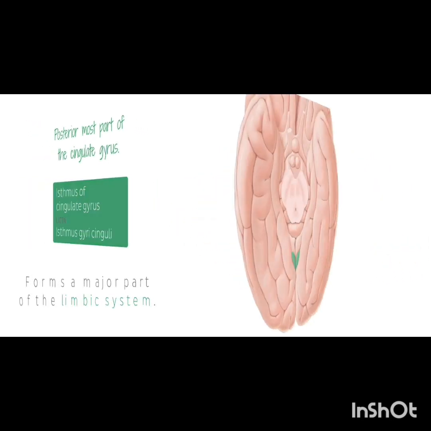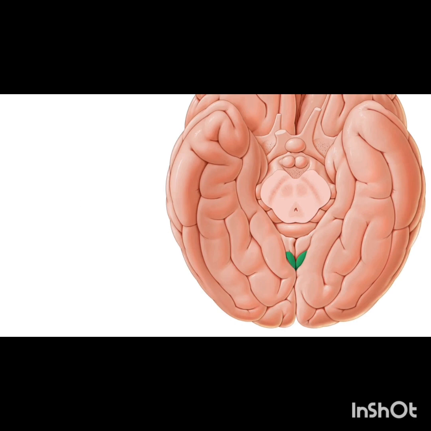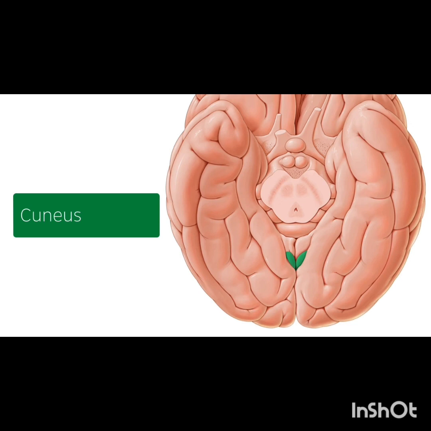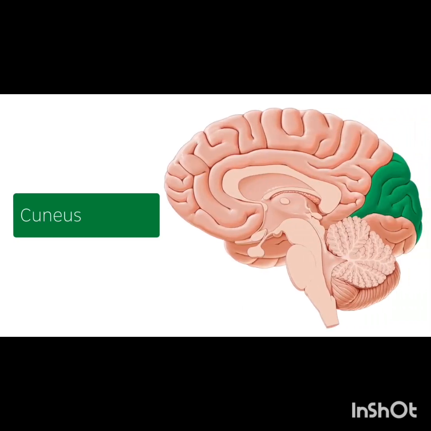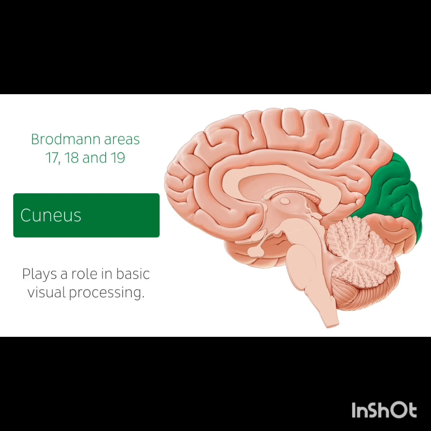Immediately posterior to the isthmus of the cingulate gyrus, we see a small portion of the cuneus here from the basal view of the brain. Now, when we look at the medial aspect of the cerebral hemisphere, as you can see from this view, you have a full view, or almost full view, of the cuneus, which is located between the calcarine sulcus and the parieto-occipital sulcus. This is a small lobule of the occipital lobe containing the Brodmann areas 17, 18, and 19, and plays a role in basic visual processing.